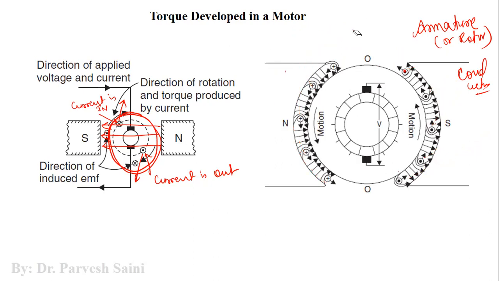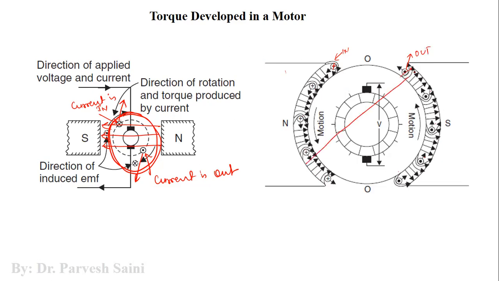Now, in this particular diagram, this plus sign indicates that current is in, and this indicates out. The direction of field is this, like this, like this, like this, radially. The magnetic field is available radially, right?